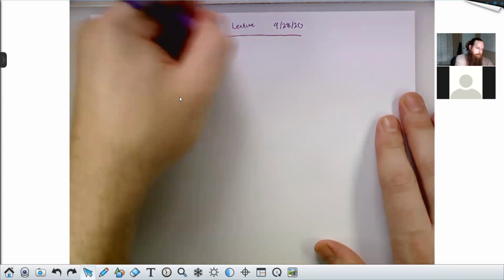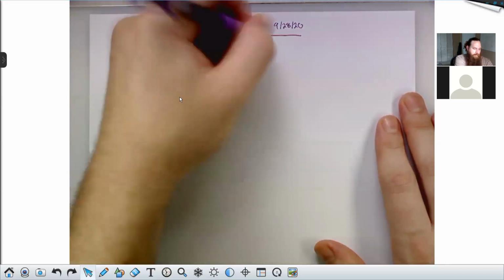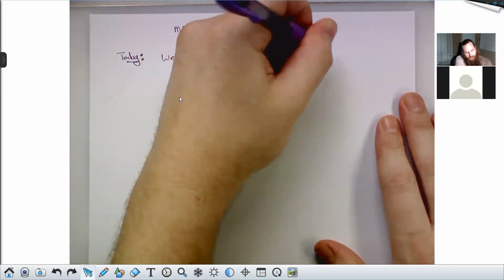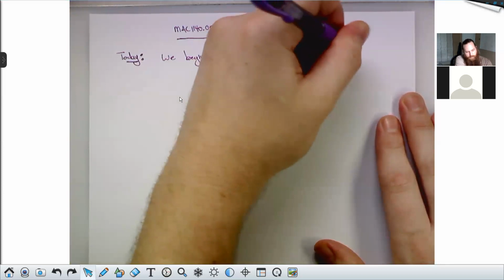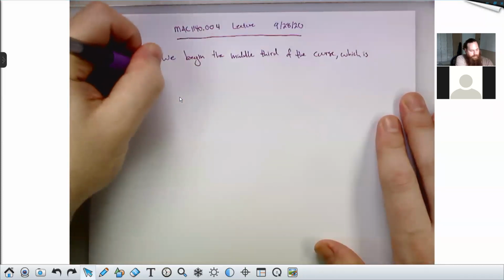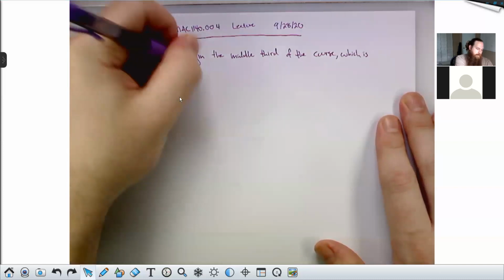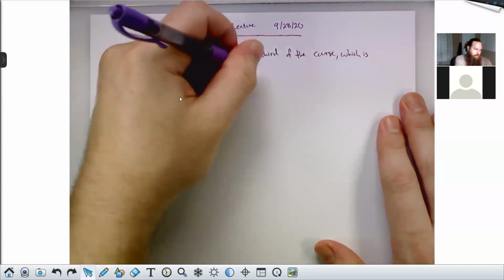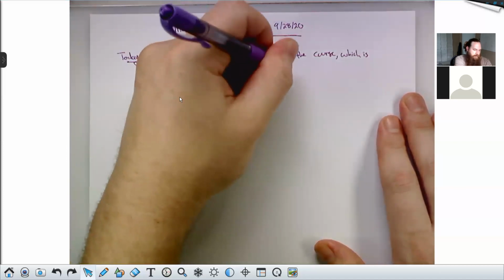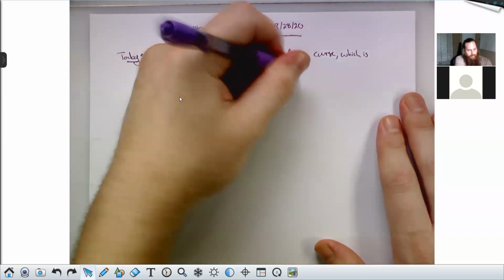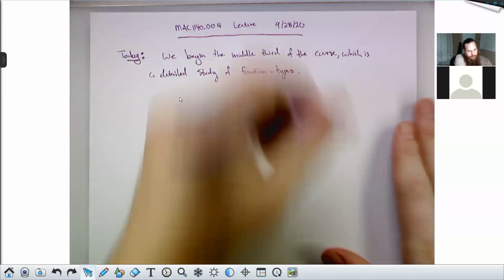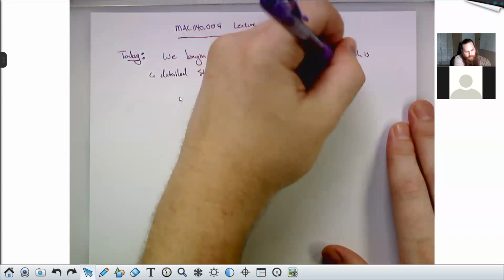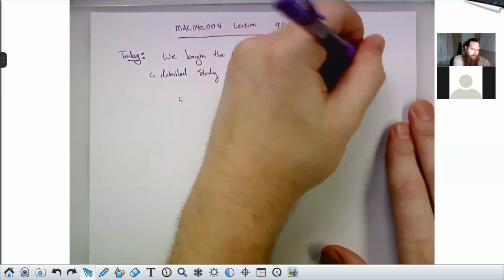So today, we begin the middle third of the course, which is a detailed study of functions or function types. In particular, starting with polynomials.